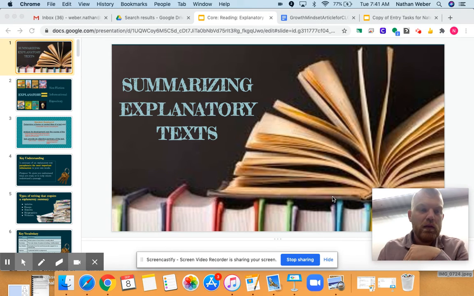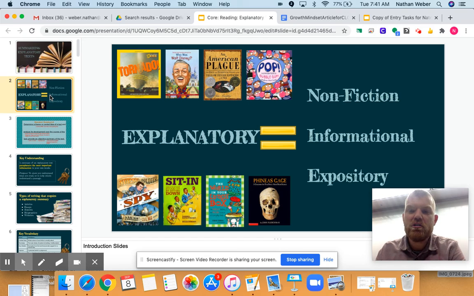Feel free to pause. Explanatory texts are nonfiction, informational, expository. Nonfiction and informational expository writing. Okay? So you're going to be reading articles, nonfiction, and then you're going to be writing summaries about it eventually.